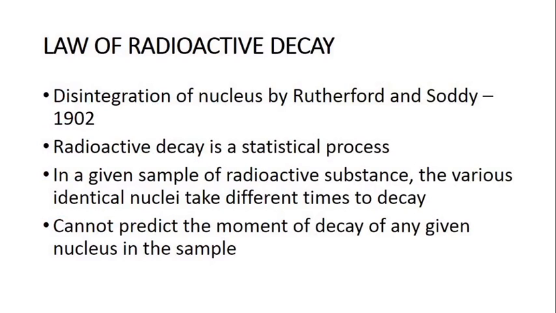So we know that the unstable nucleus tries to attain stability by disintegration or by decay process. This disintegration of radioactive nucleus was studied by Rutherford and Soddy in 1902. According to them, radioactive decay is a statistical process.